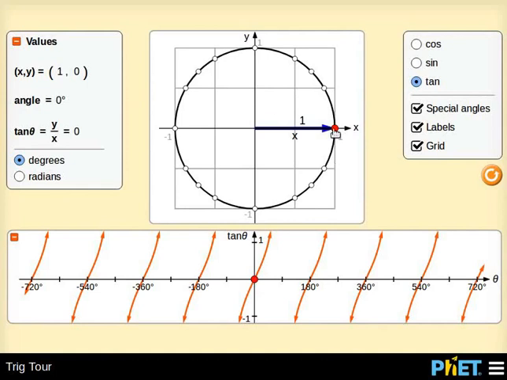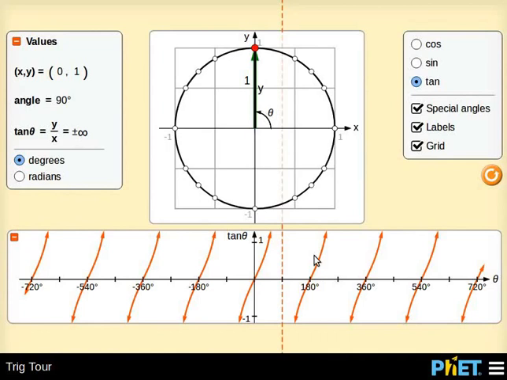In the unit circle, drag the red point counterclockwise to the special angle 90 degrees on the y-axis. In the values box, x, y has become 0, 1. Note that tan theta is plus or minus infinity in the values box.